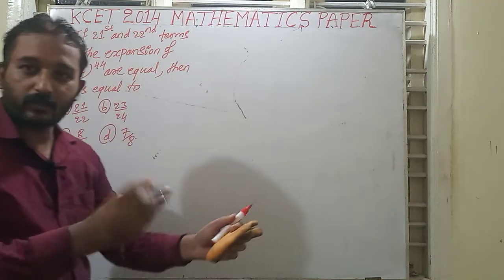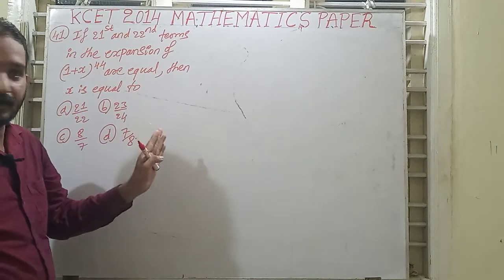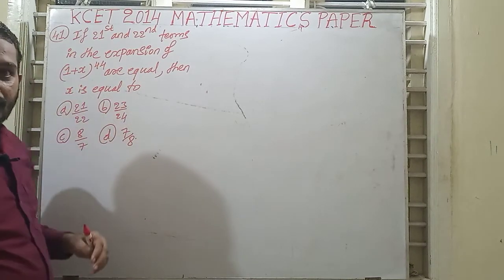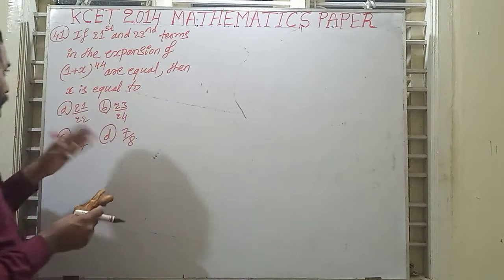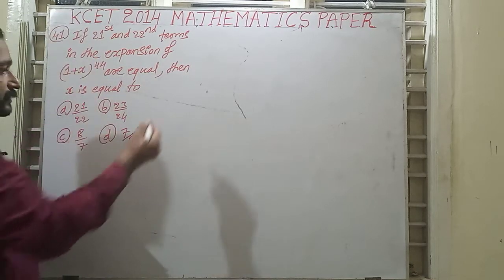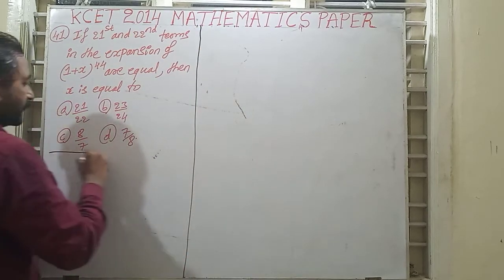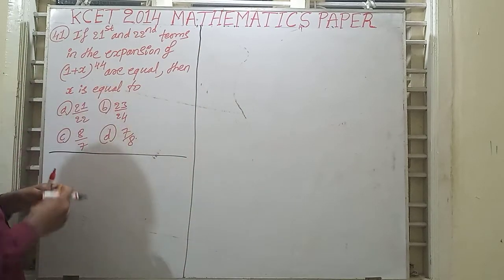So now let us move on to question number 41. Basically this problem is based on the binomial theorem, a special case, 1 plus x to the power of 44. So 1 plus x to the power of n, special case. Using the general term we have to find the x value. So in this case we have to find the x value.